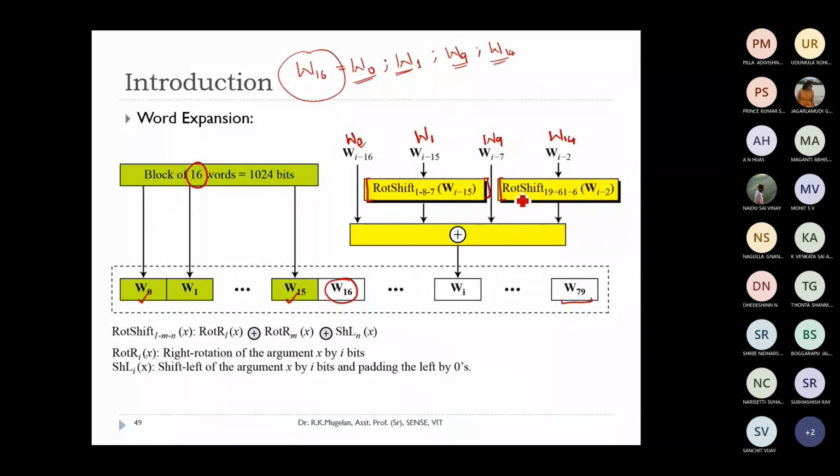What is this rotational shift? Shortly called ROTR shift. If I say ROTR of L, M, and N, in this first case, L, M, and N take the values 1, 8, and 7. I'll take this word, in this case W1. Then I'll make a right rotation of bits. How many right rotations of bits will be decided by the size of the L value? If it is 1, so I'll be taking W1.